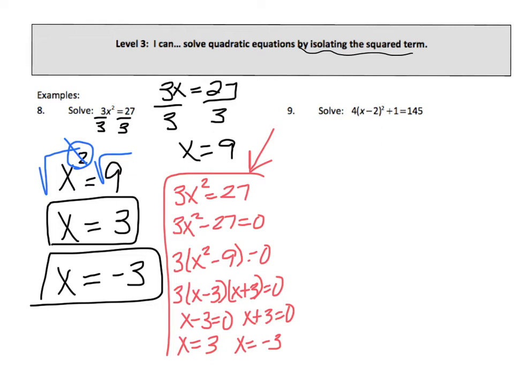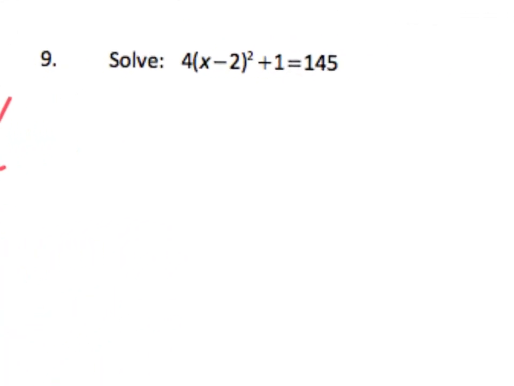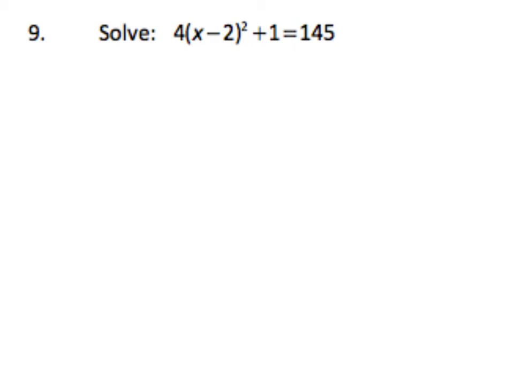Now I'm going to go ahead and do number 9, the way that I started by isolating the x squared term, and then I'll show you the other way. So here we go. In number 9, I want to look for what term is squared. You see I have x minus 2 squared. That's not just x squared, but that's the term that I want to isolate. Whatever is squared, you want to get that by itself.